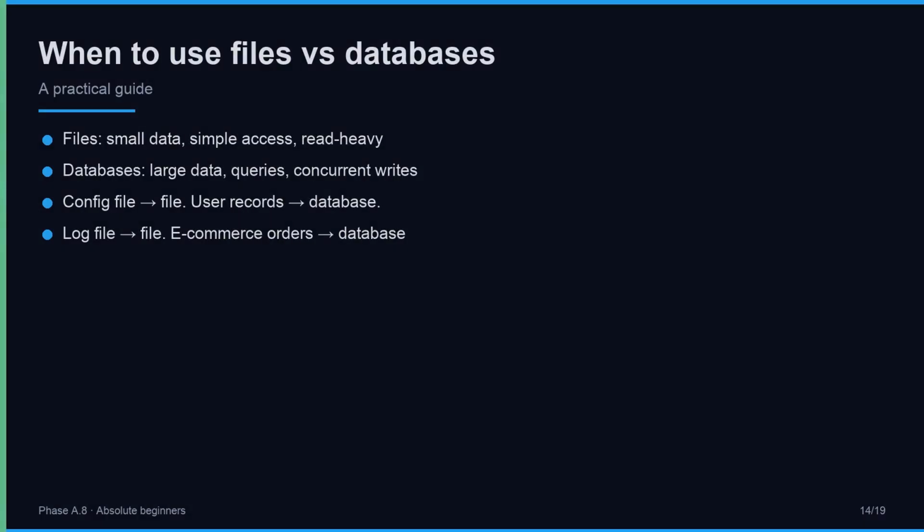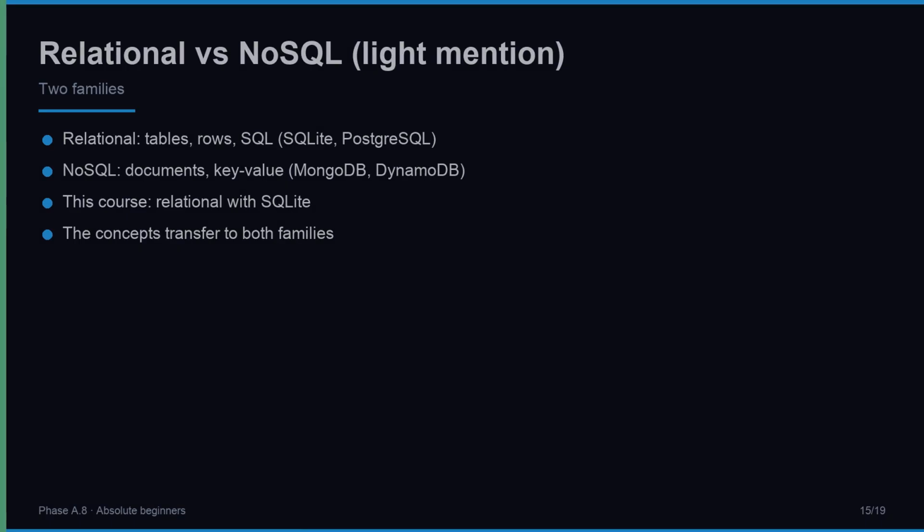So when do you use a file and when do you use a database? Files are right for small data with simple access patterns: a config file, a log file, a list of settings. Databases are right for large data that needs fast queries, concurrent access, and integrity: user accounts, product catalogs, orders, messages. The rule of thumb: if you are scanning every record to find one, you should be using a database. If you read the whole file every time, you should be using a database. Practical judgment.